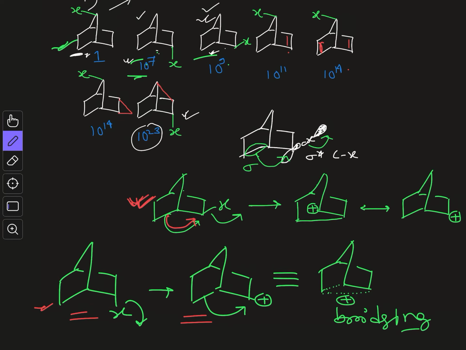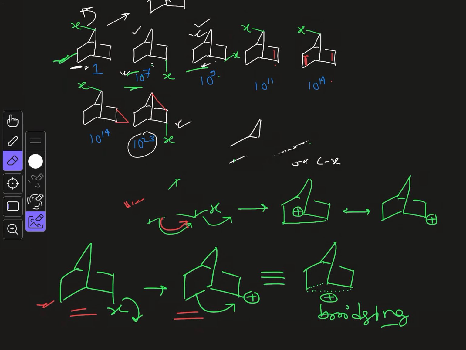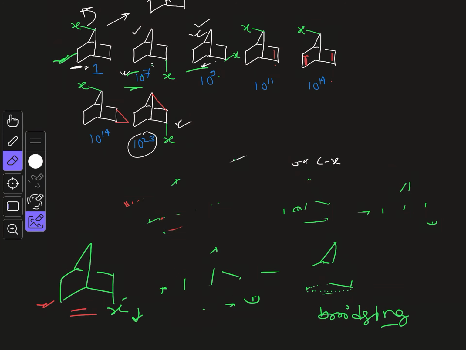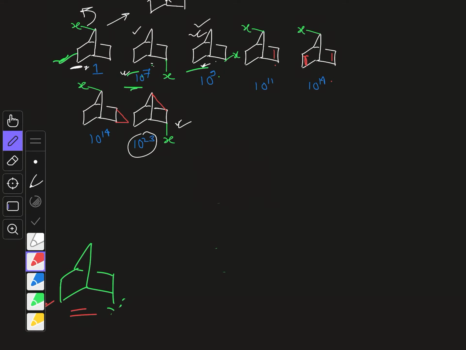So now let us take the other example. Let me erase these things. And if we talk about the next molecules, what is our next molecule? The next molecule is this one, and this is 10 to the power 11, so it is faster than this one, and this one is 10 to the power 14, which is even faster than this one also.